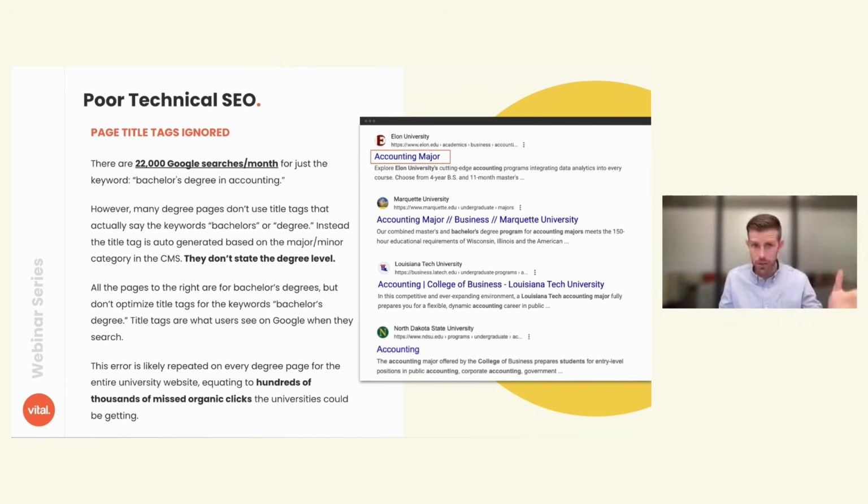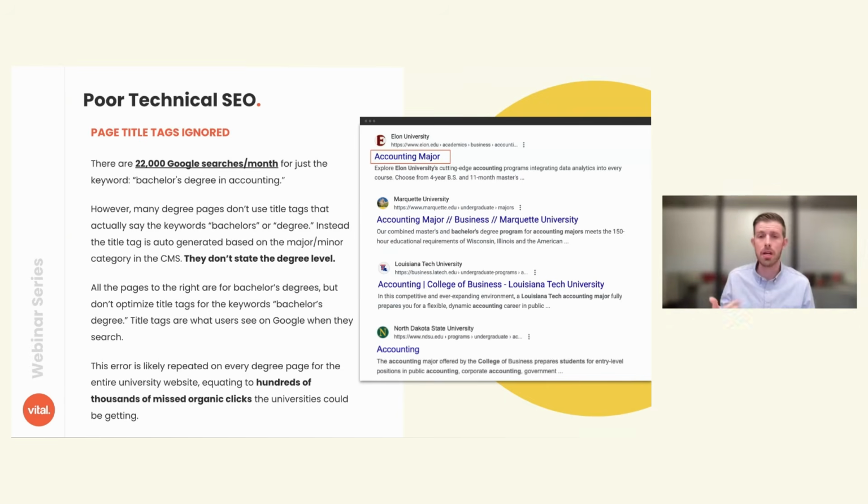And so, for example, there are 22,000 Google searches a month for the keyword bachelor's degree in accounting. That's awesome. That's a really high search volume. If I was any of these programs, I would want to rank for that. And I would want to be getting traffic from Google for that. Unfortunately, none of these title tags say the word bachelor's or the word degree.